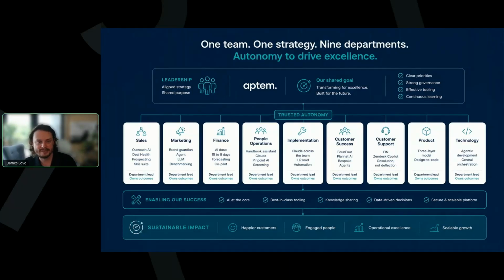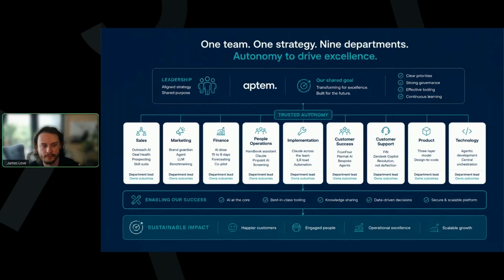Sales is pretty advanced here. We have been leveraging Outreach's embedded AI for nearly 2 years. That's layer 1. Bespoke prospecting skills are being worked on, and that's really effectively looking at layer 3.